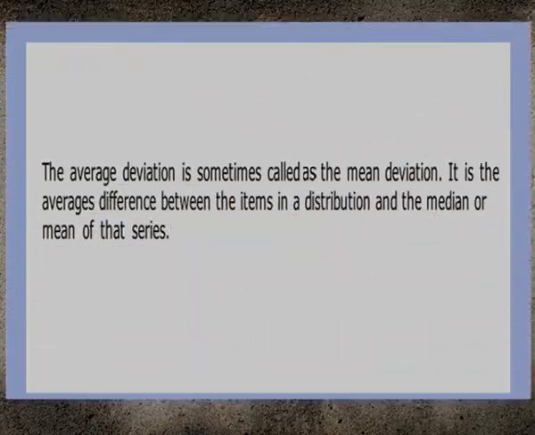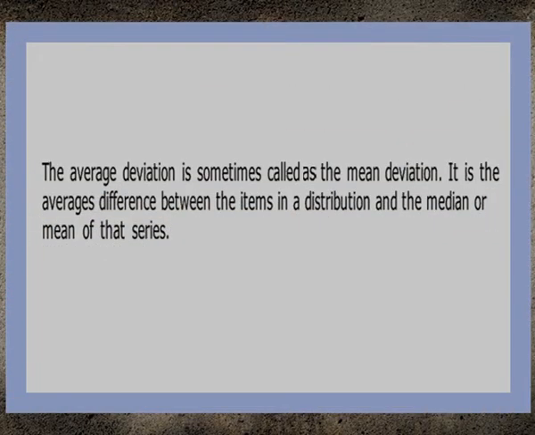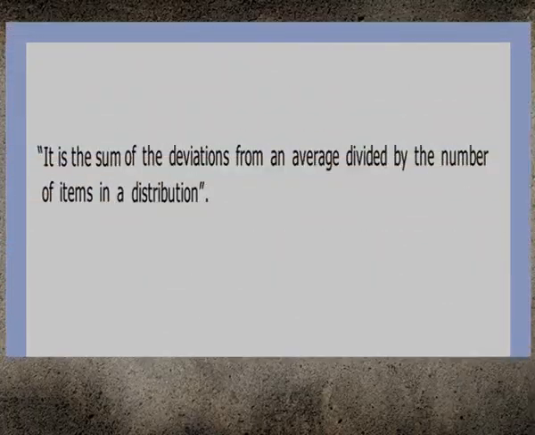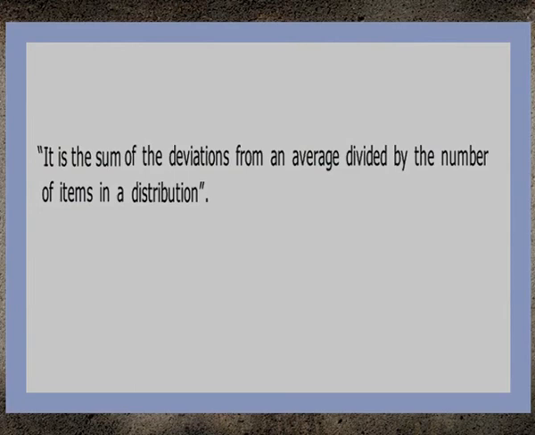The average deviation is sometimes called the mean deviation. It is the average of the differences between the items in a distribution and the median or mean of that series. Theoretically, there is an advantage in taking the deviations from the median because the sum of the deviations of items from the median is minimum when signs are ignored. In other words, it is the sum of the deviations from an average divided by the number of items in a distribution.